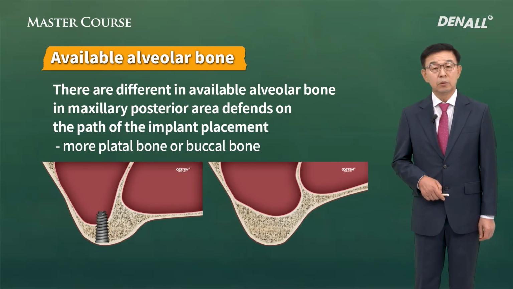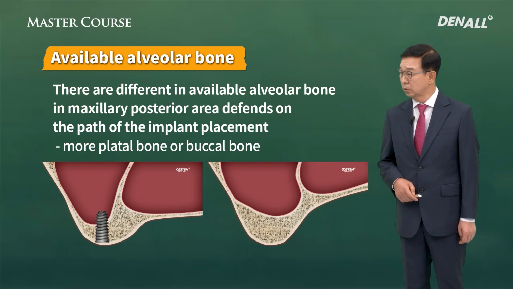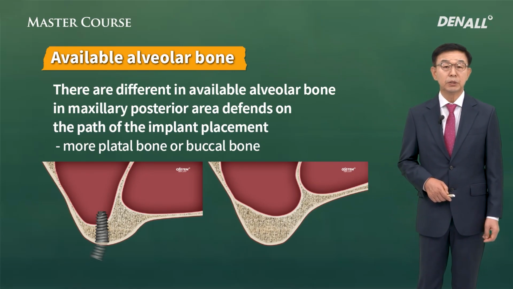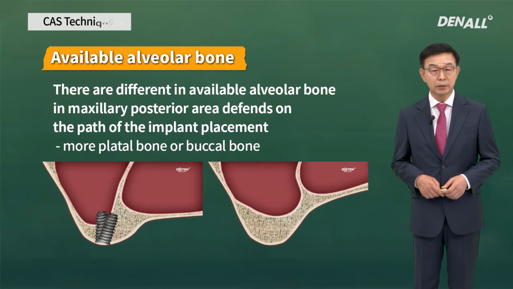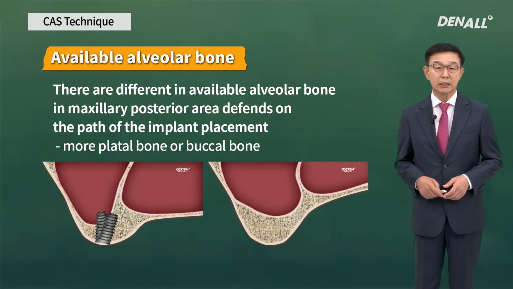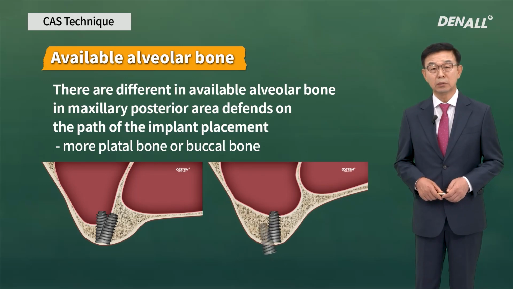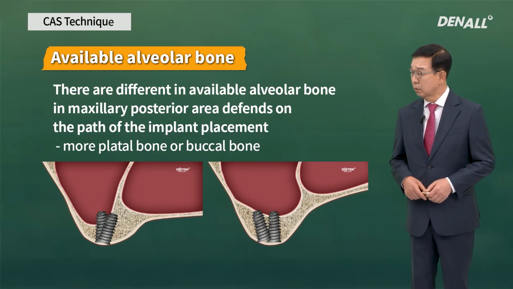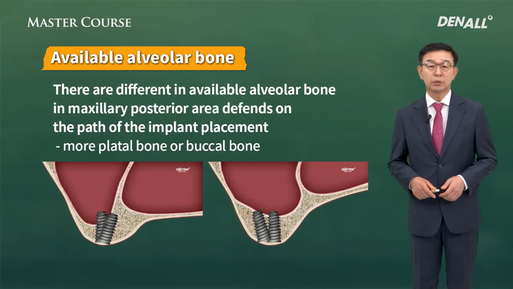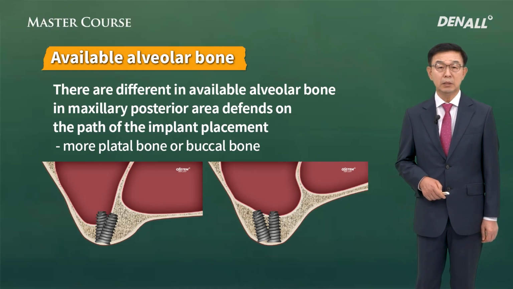In the case of the upper posterior, the amount of residual bone may be different from what is shown on the X-ray and what is actually at the surgical site. Therefore, there can be many difficulties involved with the crestal approach using osteotome.